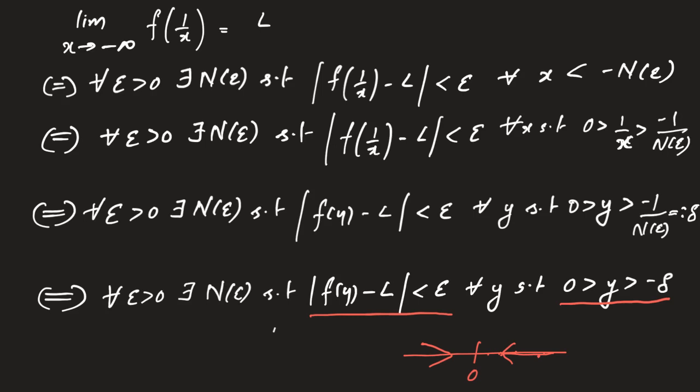Like for example, the function 1 by x. The function 1 by x is not defined at 0, but we can see what happens to the function 1 by x as x approaches 0. And it's natural to look at this notion.